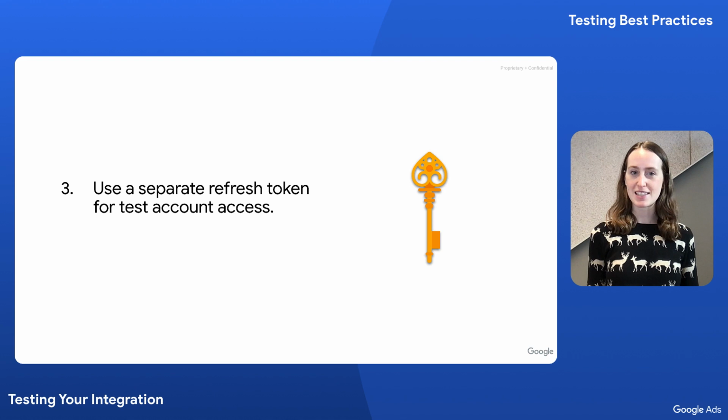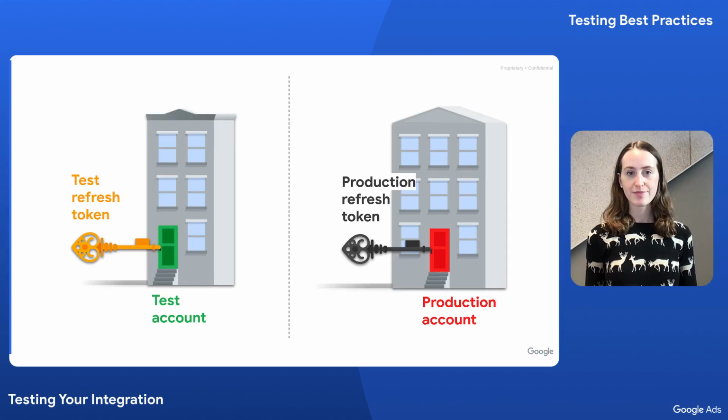Best practice number 3. When accessing test accounts, use a different refresh token from the one you're using to access production accounts. Using a distinct refresh token for your test accounts helps to prevent accidental changes to production accounts by limiting the access granted to your test user. If the refresh token used for your test accounts only has access to those test accounts, then there's no risk that you might use that refresh token to modify your production campaigns. Other credentials like client ID, client secret, and developer token can remain the same.